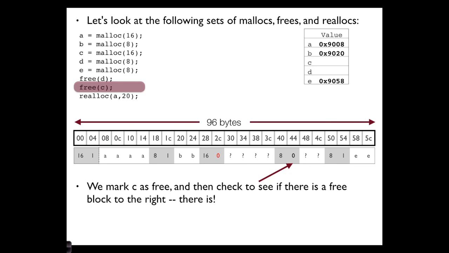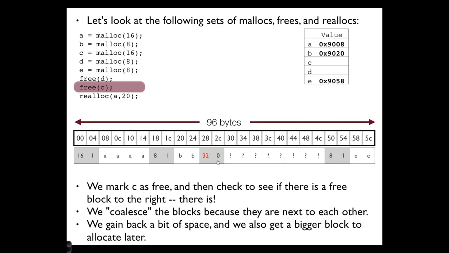Okay, so we say, oh, great, we free C, and then we look ahead and we go, oh, that one's free too. Let's take all of that, and now we have a 32-byte section free, and we actually got 8 bytes back because we don't have a header in there too. Woo-hoo. Okay, so that's nice.